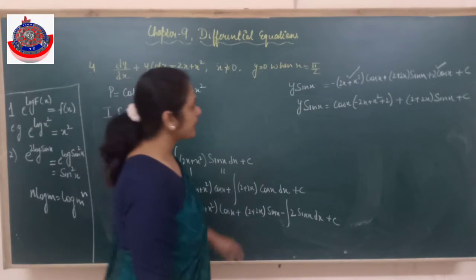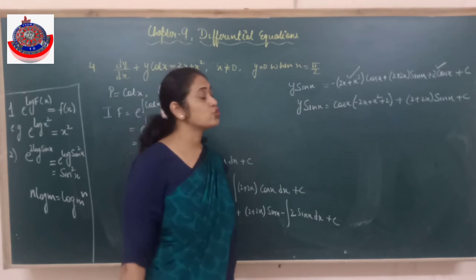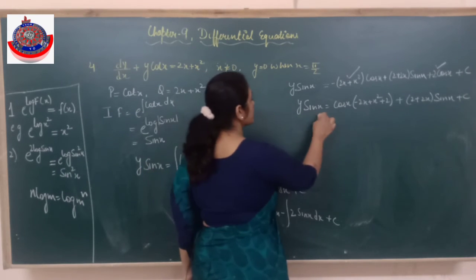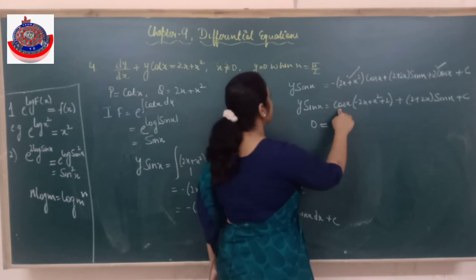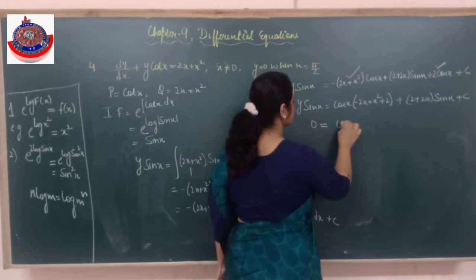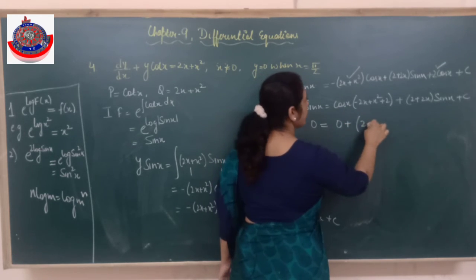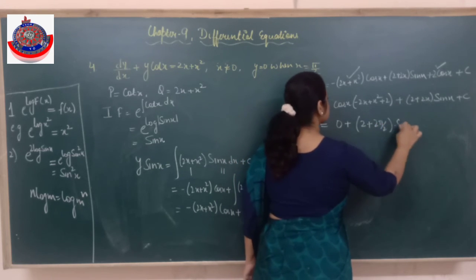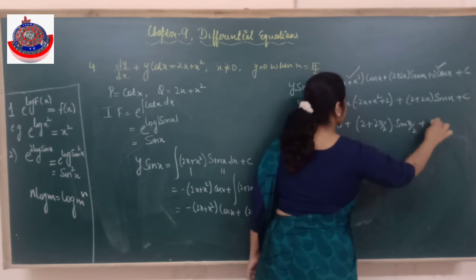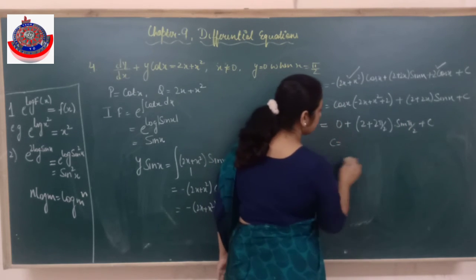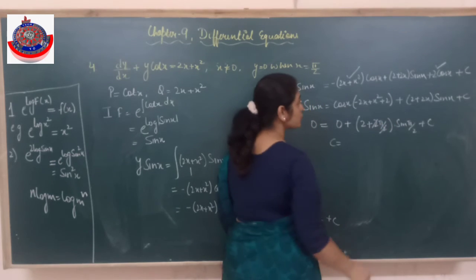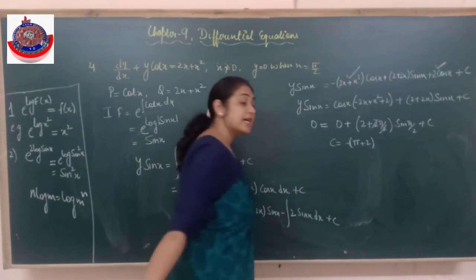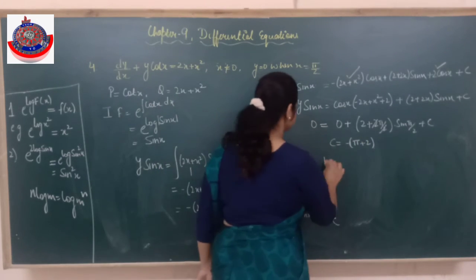Now I have to find out the value of c. Y is 0 and x is equals to pi by 2. Put y 0. 0 into something will become 0. Cos pi by 2 is 0. 2 into plus, in the place of x it will be pi by 2. Sin pi by 2. Plus c. So c has come equals to, sin pi by 2 is 1, so the value of c is minus pi plus 2. That is the value of c. Put the value of c.